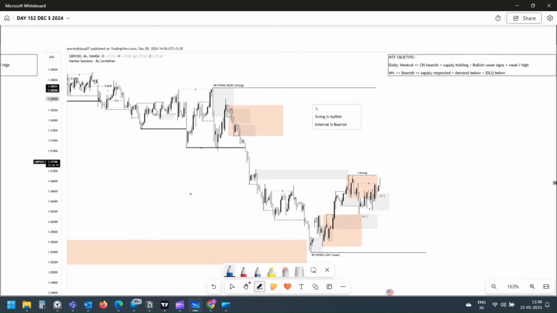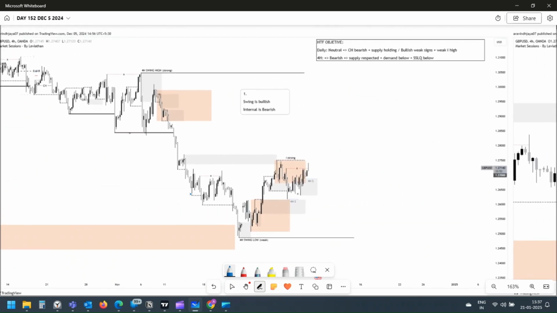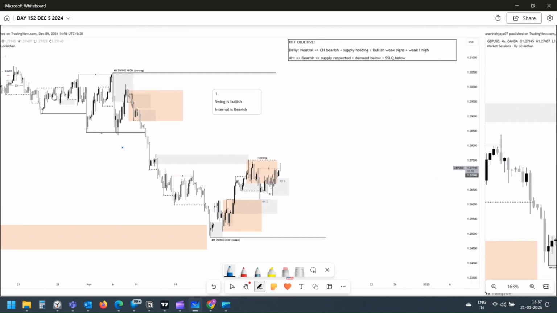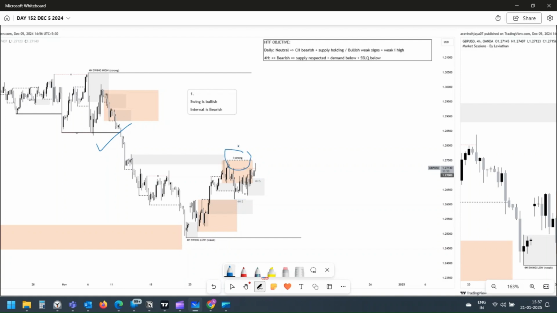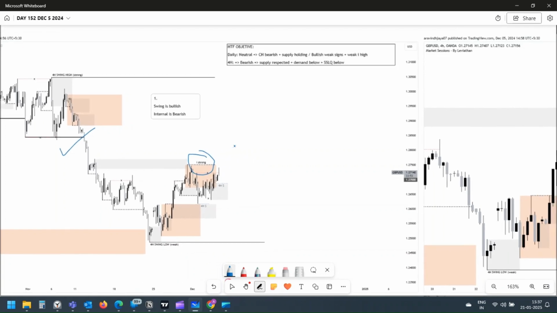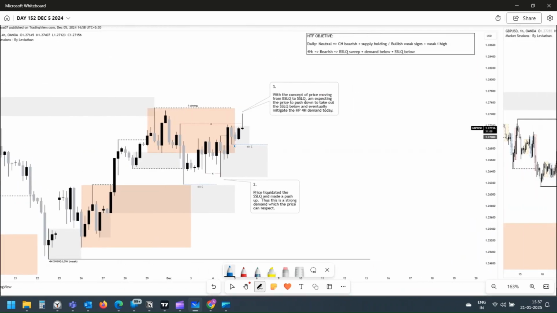So this is the 4-hour chart, and you can see the swing structure is bearish and internal is also bearish. So this is a strong internal high, so I'm expecting the price to be bearish today. Price swept the buy side liquidity. If the price took this low, which is the fractal low, then shorts would be high probability today.